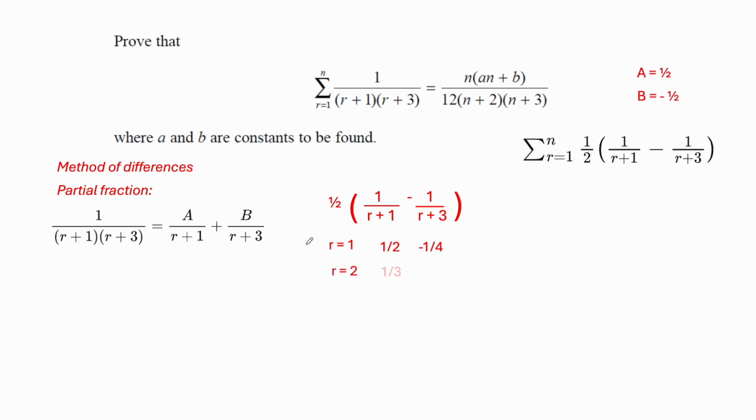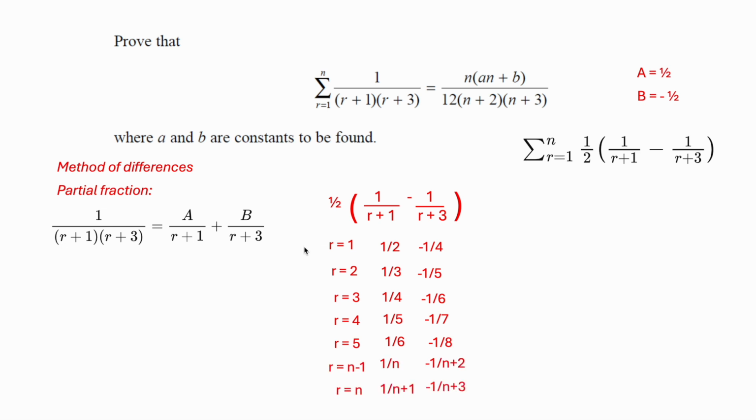And we can do the same for r equals 2, r equals 3, r equals 4, and r equals 5. And then we can also do r equals n minus 1 and r equals n. Now obviously there are so many more terms in this because we don't actually know what n is, so n terms. But just for the purposes of finding out the pattern of cancelling out the terms, we'll just do it up till 5 and then do n minus 1 and n.